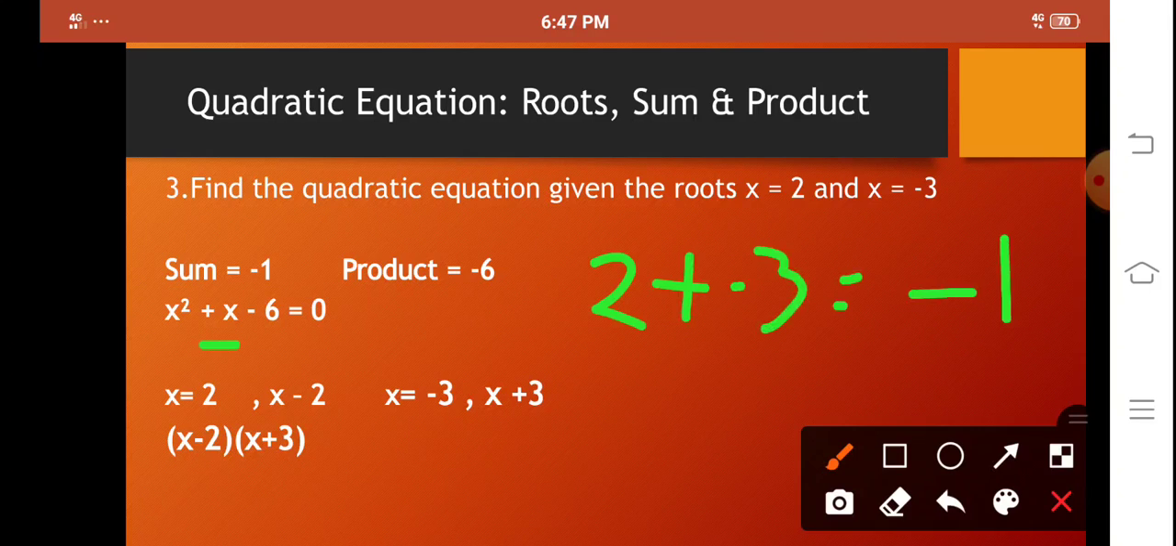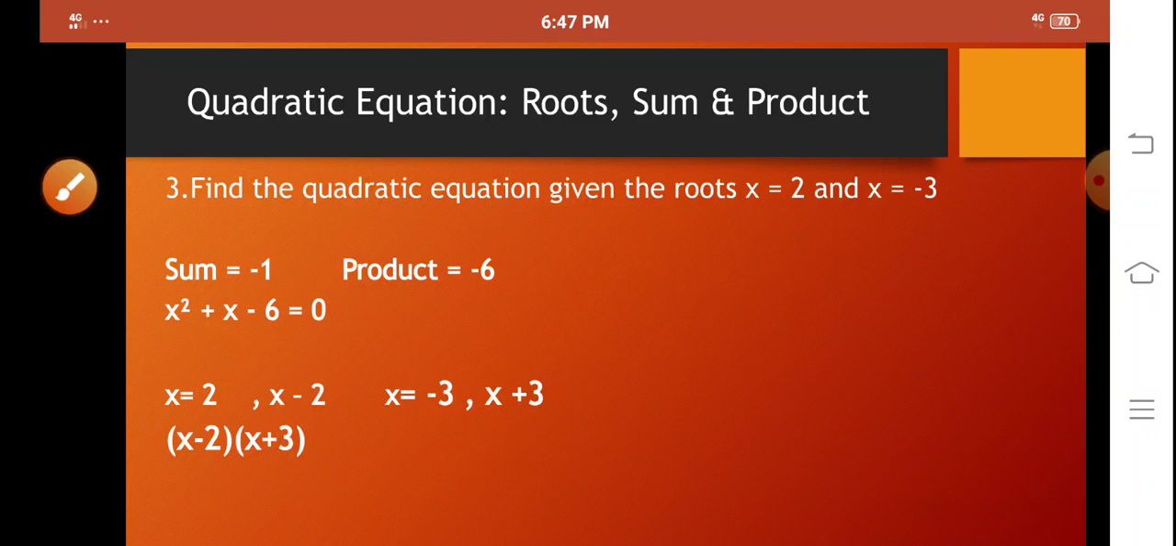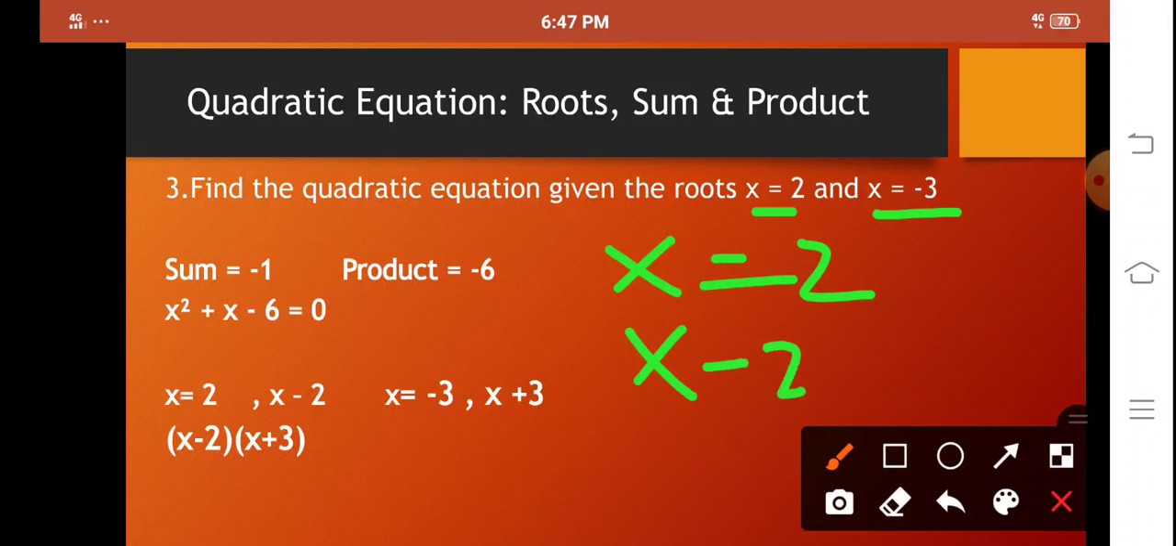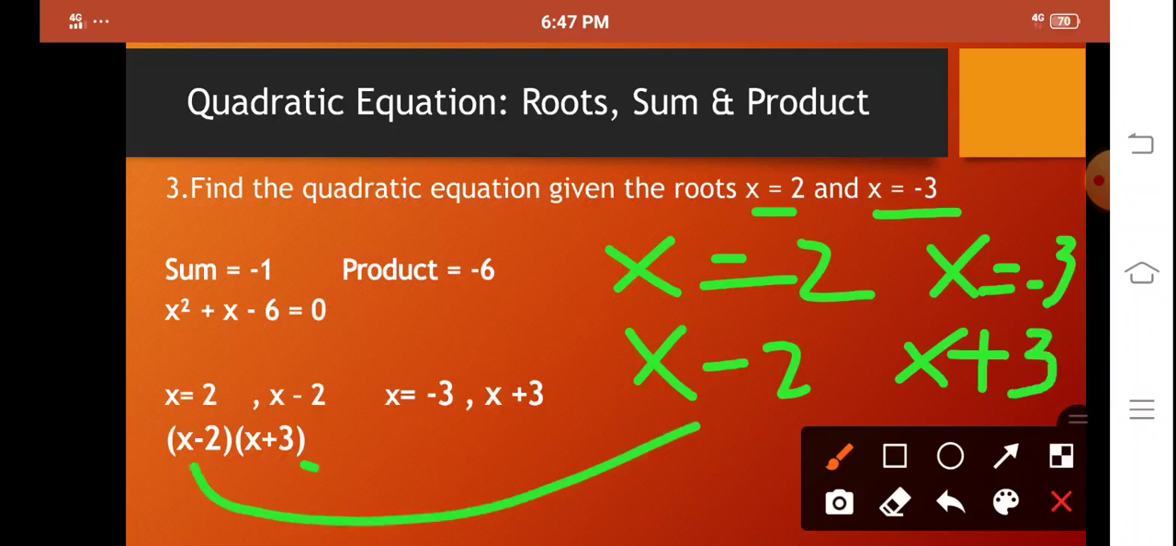We can also equate our roots into 0. So we have x is equal to 2. By equating it into 0, we get x minus 2. While the other one, x is equal to -3. So the result is x plus 3. So we have the two factors here.